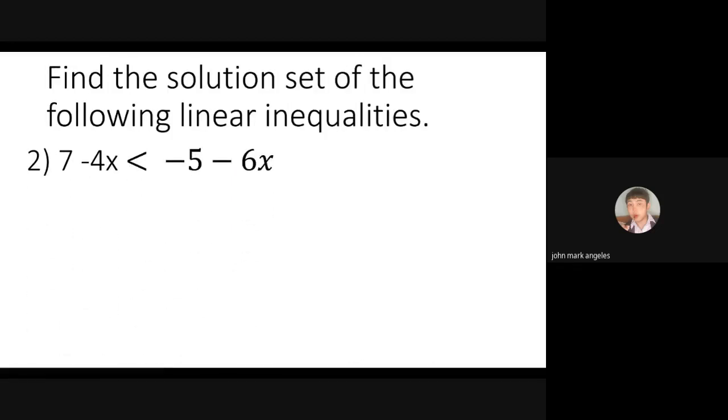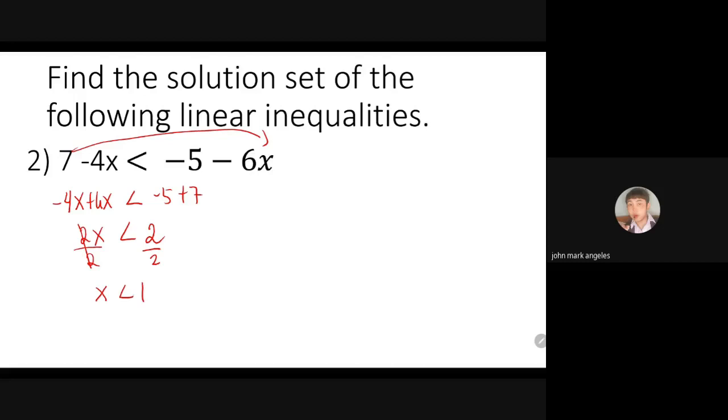Okay? Let's have number 2. 7 minus 4x less than -5 minus 6x. So lahat ng may x, you combine it to the left side. So this will be -4x plus 6x less than -5, you transpose this, plus 7. This will be 2x less than +2. Dividing both sides by 2, dahil yung aking dinivide is a positive number, we don't need to change the inequality sign. The less than inequality sign will remain less than.